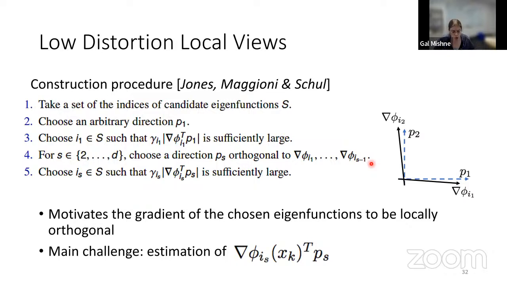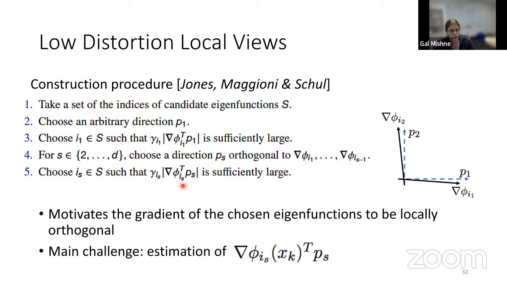And they had a construction procedure in the continuous case. You take a set of candidate eigenfunctions, you choose some arbitrary direction P1, and then you choose one of the eigenfunctions such that the dot product between its gradient and this arbitrary direction is large. So the gradient of this eigenfunction and this arbitrary P1 are more or less pointing in the same direction. And now you're going to iteratively choose and add more and more eigenfunctions such that their gradients are orthogonal to the previous eigenfunctions that have been chosen.